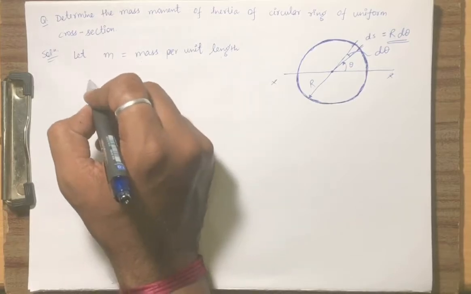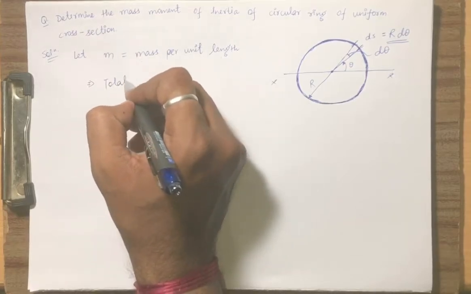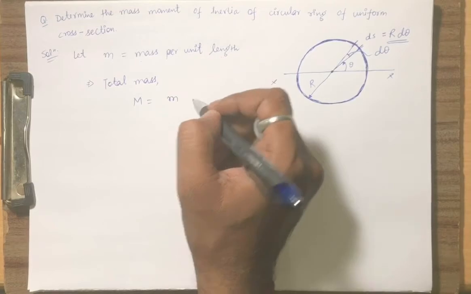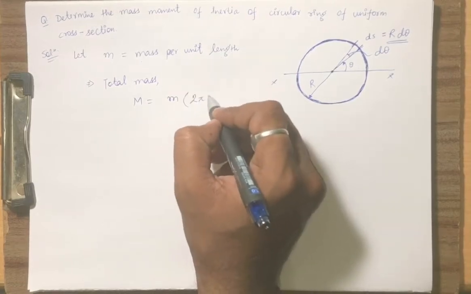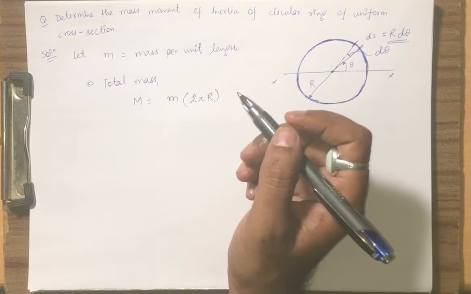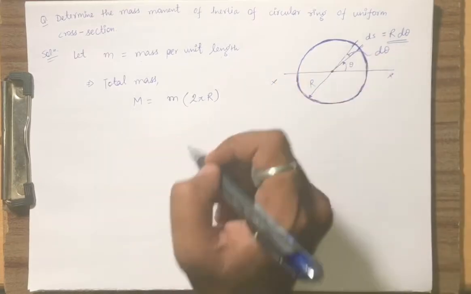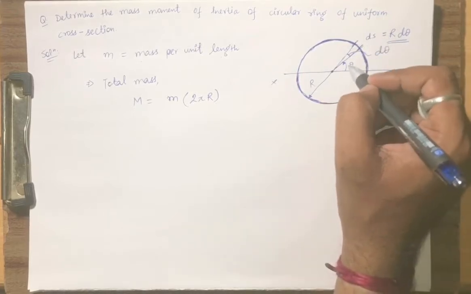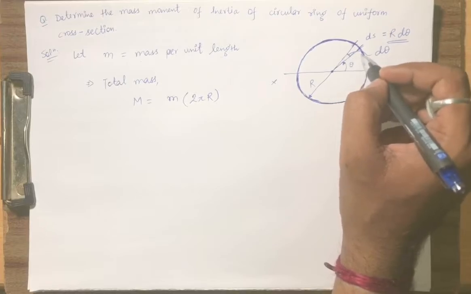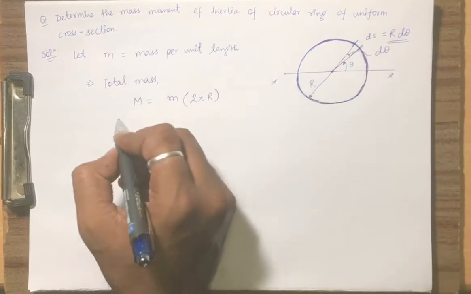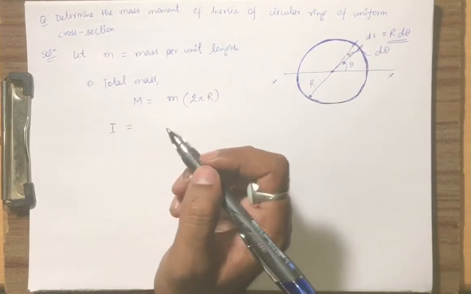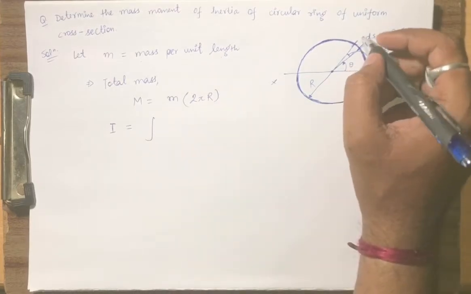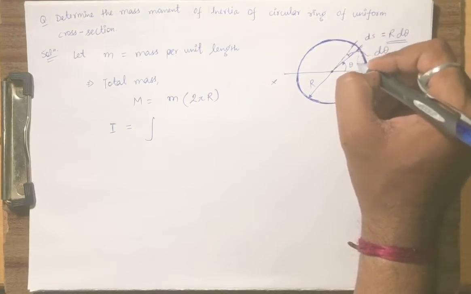So this implies the total mass M will be mass per unit length multiplied by the circumference. So this we have determined. Now we have taken the element at an angle of theta. The elemental angle is d theta. So what will be I? So I will be, let us just resolve this into components.